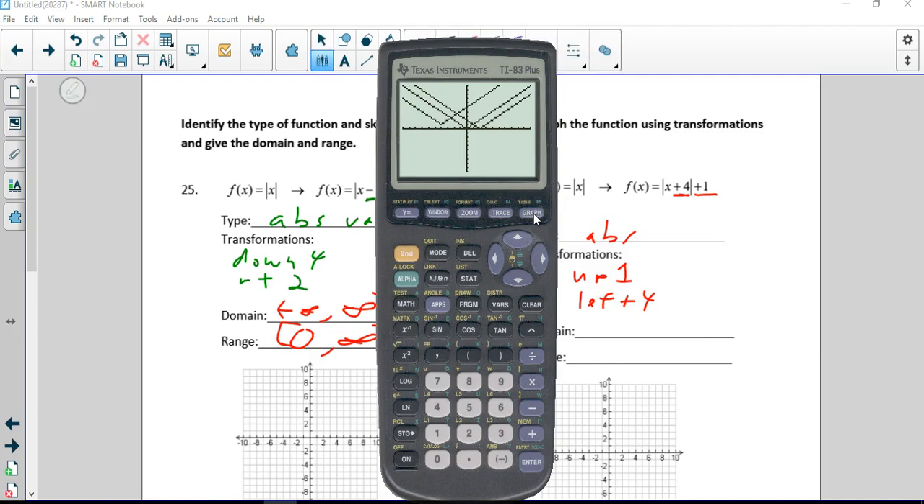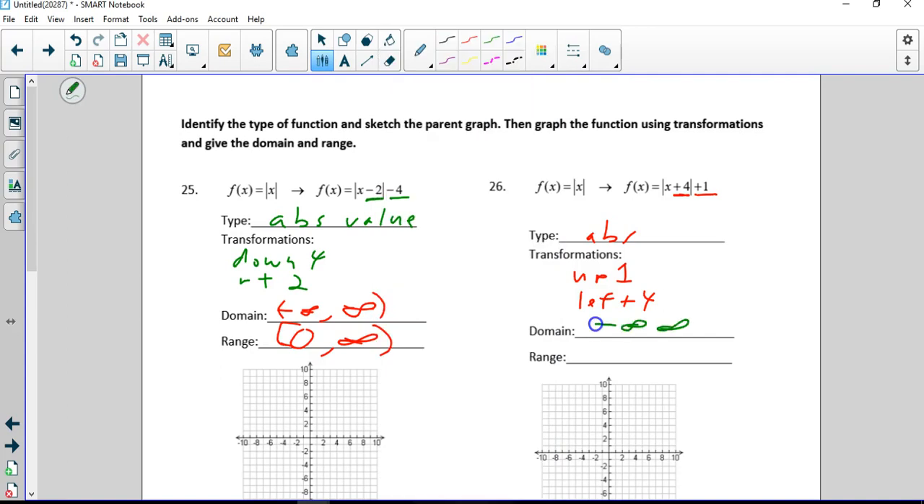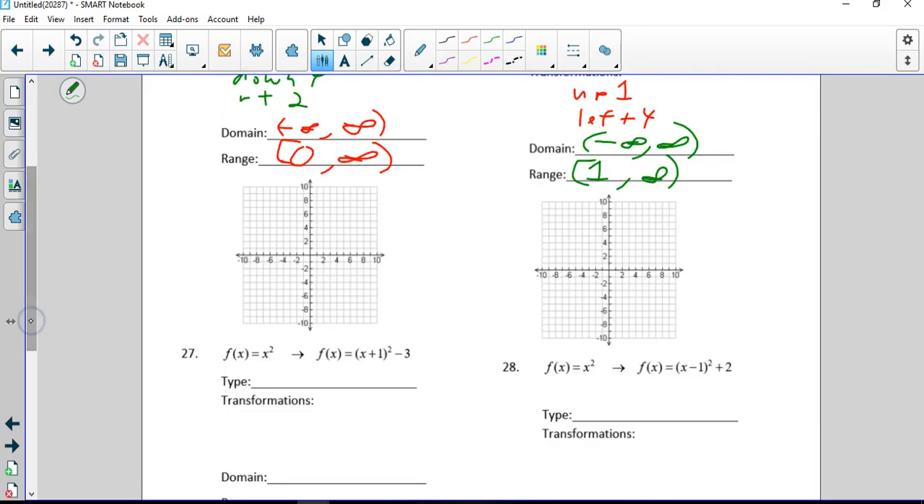So my left and right is still negative infinity to positive infinity, but now my range is actually 1 inclusive, up to positive infinity, because it came down and is 1 higher than it was. So that's the bottom out of the range. Of course, I forgot to graph these. So here's your parent function. And remember, make sure you graph your parent function on the quiz along with your other one.